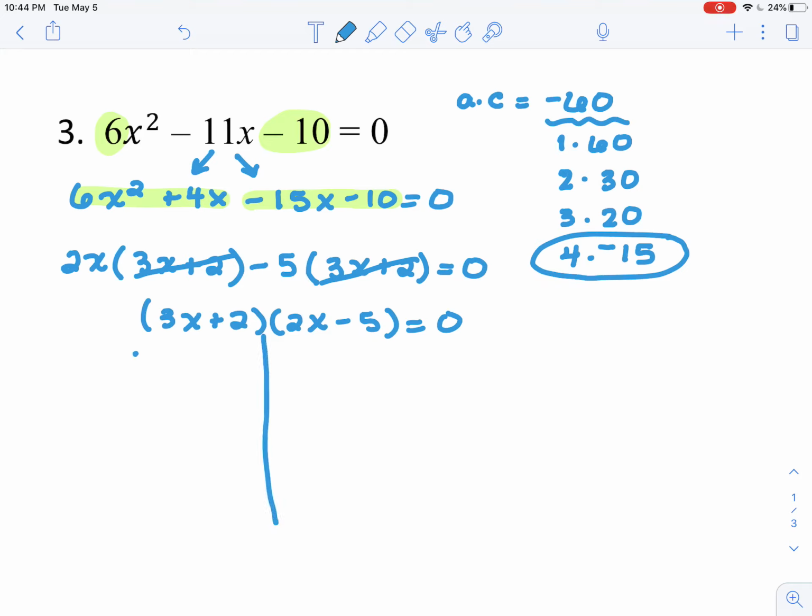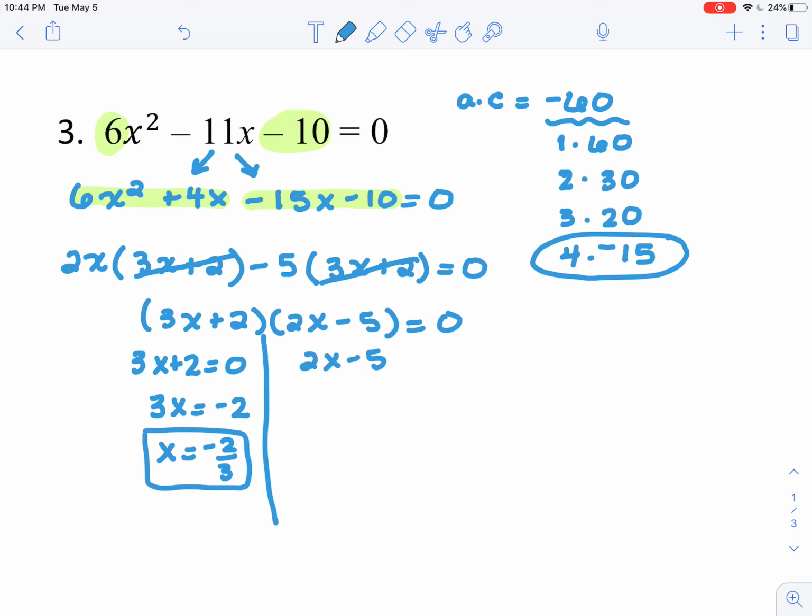Everything still equals 0. Now we can set each factor equal to 0. If 3x plus 2 equals 0, then 3x will equal negative 2, which makes x negative 2/3. And when 2x minus 5 equals 0, 2x will equal positive 5. And our second answer, x is 5/2.